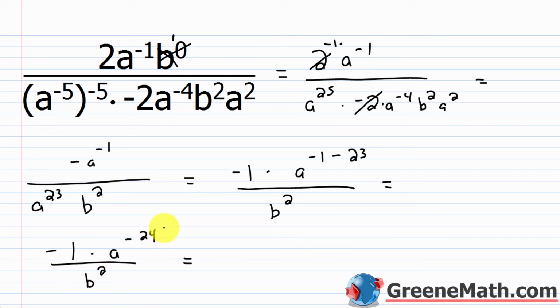The last thing I'm going to do is I'm going to put this in the denominator. And when I do that, I'll have -1 over b squared times, this a will be the same, but the exponent, because I'm dragging it into the denominator, will be positive. So a to the power of 24. So -1 over b squared times a to the power of 24.